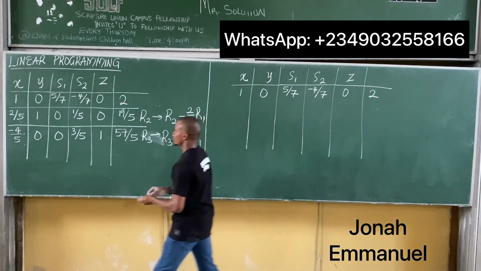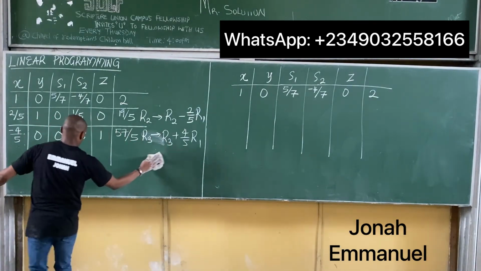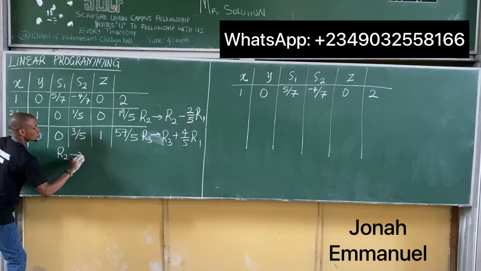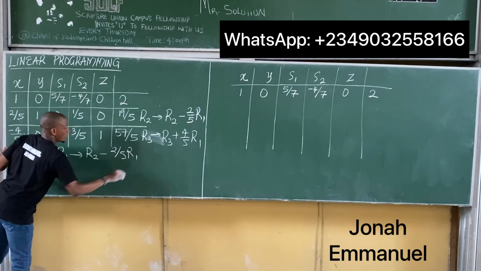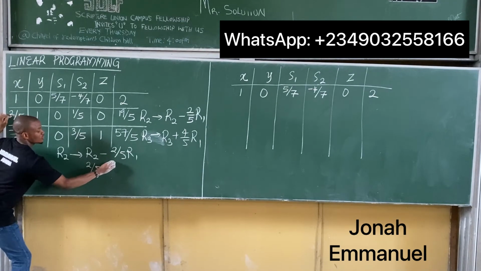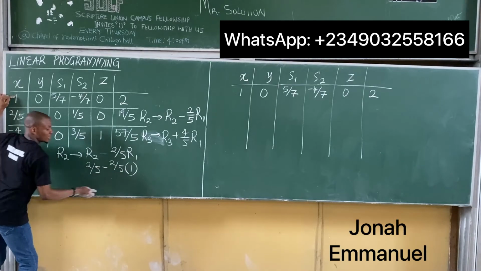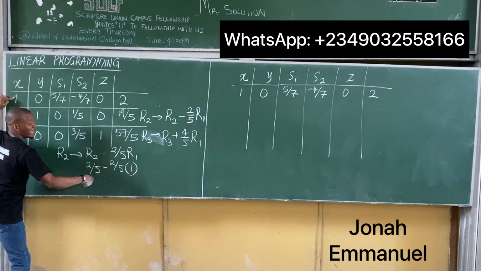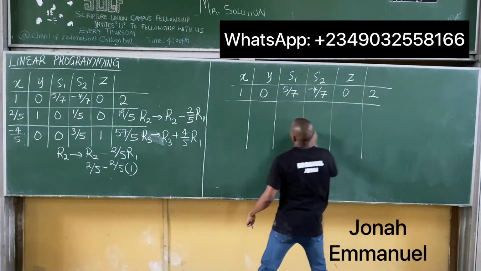Let's start this operation. For the first one here, root 2 should be equal to root 2 minus 2 over 5 root 1. To get this done, root 2 here is 2 over 5 minus 2 over 5 times its root 1 equivalent, which is 1. This will give you 0. Because I'm having 2 over 5 minus 2 over 5 times 1. That's 0. So I have successfully made it 0.